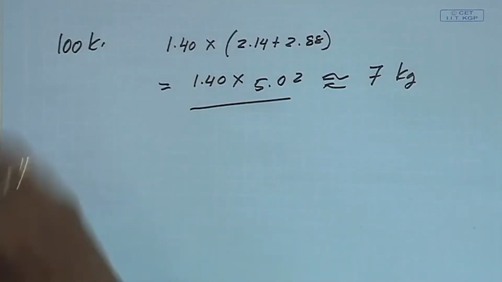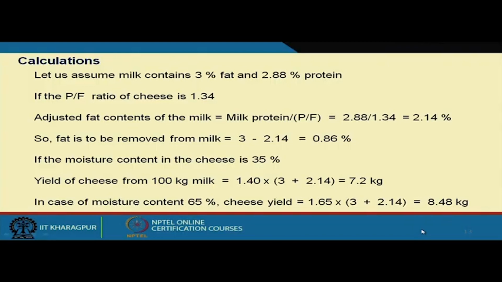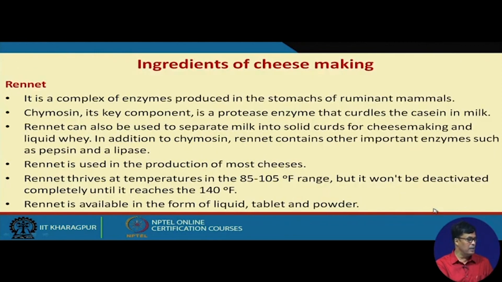This figure is a little bit wrong, you can correct it. Similarly, this also you can correct. This will be replaced by 2.88, because 2.88 is the protein content. So this will come to around 8. So I want to show you how the moisture content affects the yield of the cheese. If your moisture content is 35%, it is around 7 kg. If it is 65%, it will be around 8 kg.